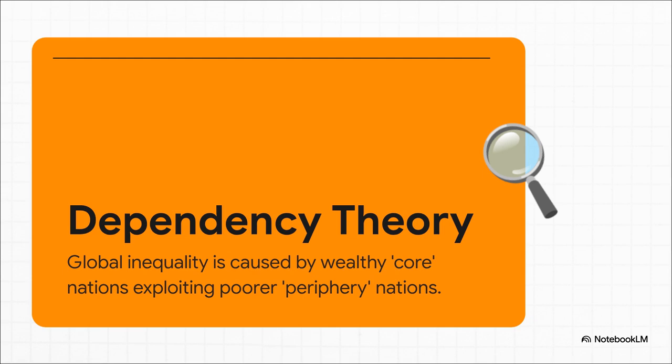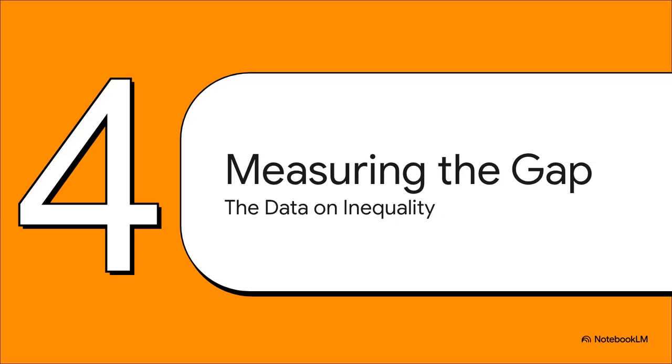This makes the core nations richer while trapping the periphery in a cycle of dependence that's incredibly hard to break out of. Okay, we've talked history, we've talked theory, but what does this inequality actually look like in the real world right now? Let's turn to the data and see how we can measure this gap.